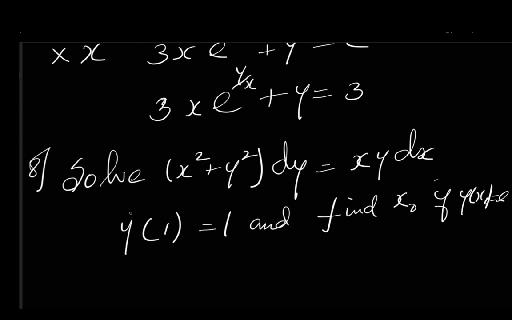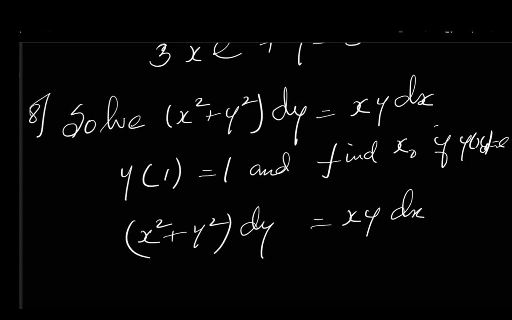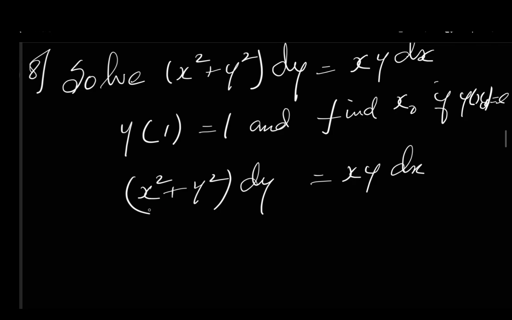So this is the answer equation. See the eighth sum. Solve x square plus y squared into dy equal to xy dx, y of 1 is equal to 1, and find x naught if y of x naught is equal to e. First take the given equation, x square plus y square into dy is equal to xy dx. So see the degree of the term, x square degree is 2, y square degree is 2. x power 1, y power 1, add degree is 2.